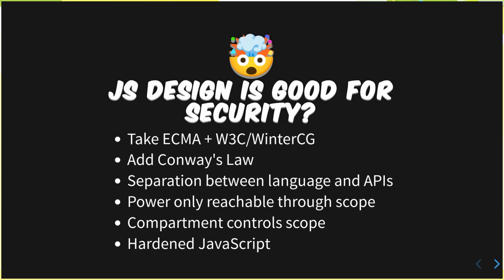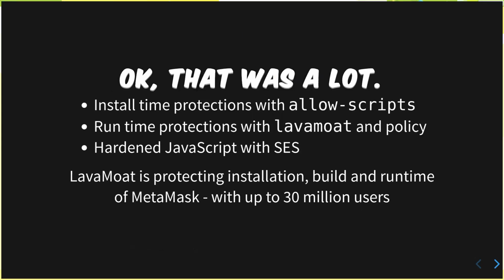So any power is only reachable through scope or through importing things into your scope. And compartment controls both of these things. And then hardened JavaScript comes in to prevent any leakage of resources across scopes. And we're ready to secure your packages from each other and to secure your application from those packages.